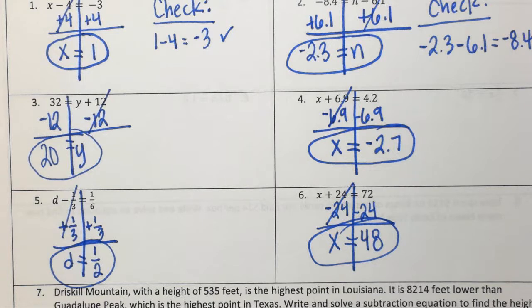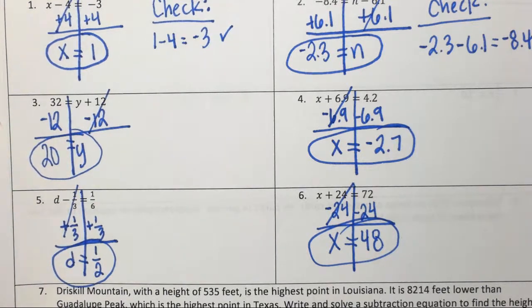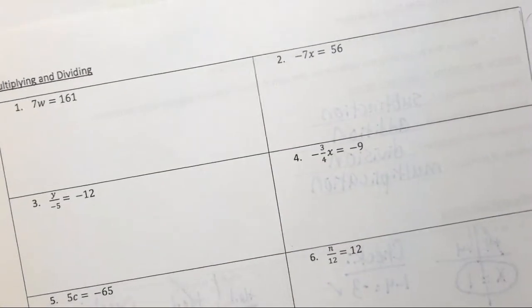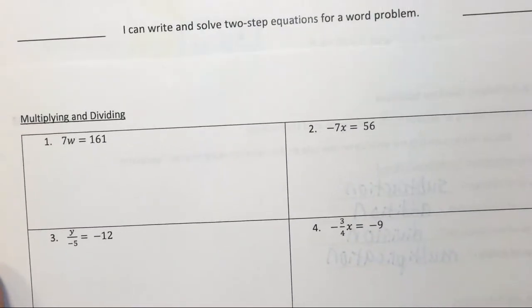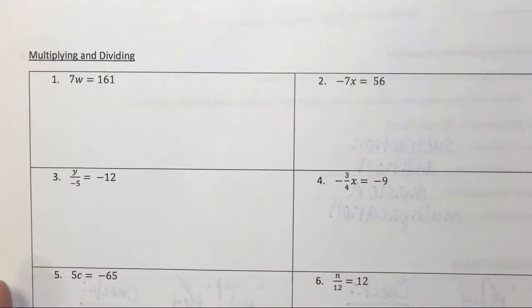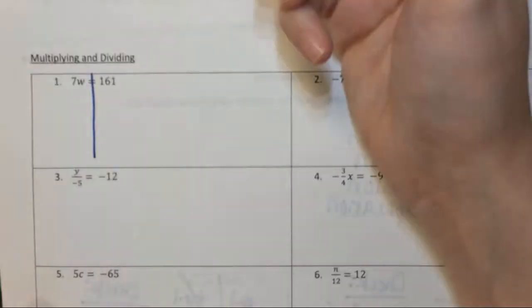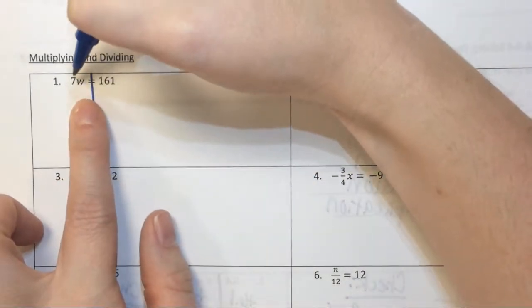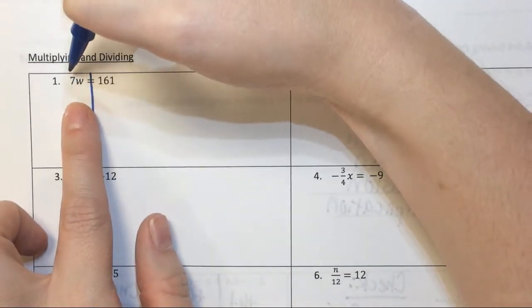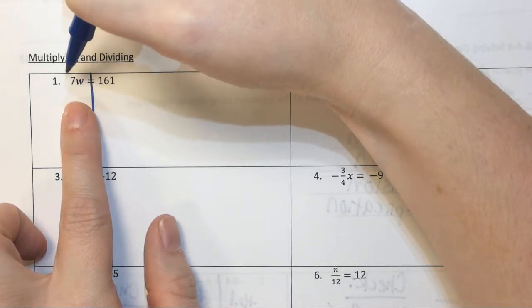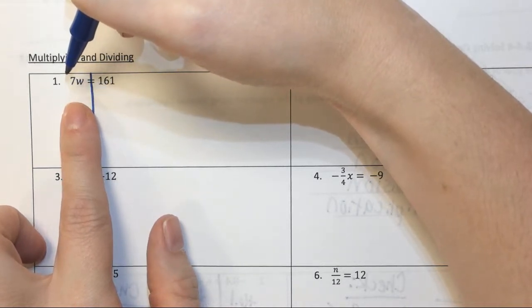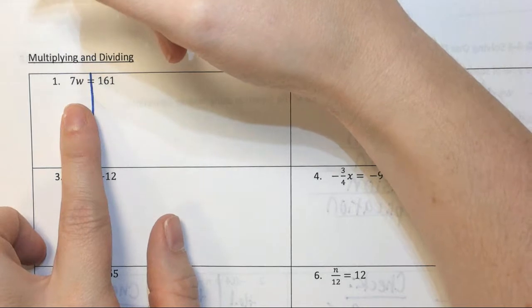Okay. I want you to look on the back side of your paper. We're going to skip number 7 for today, but we're going to come back to it. On the back side of your paper, all of this has to do with multiplication and division. Again, don't work ahead of me. Stay with me. Number 1, I have a number and a variable right next to each other. That's multiplication. So I've got to do the opposite of multiplication. Divide by 7. I'm going to divide.